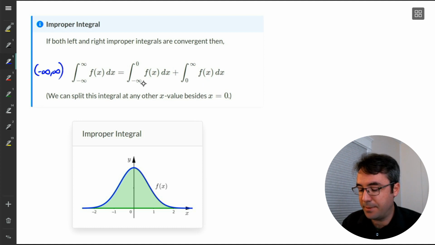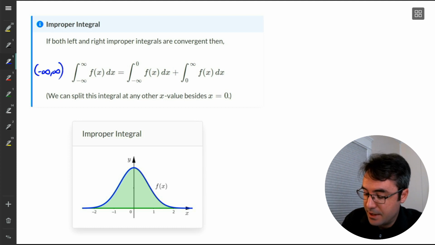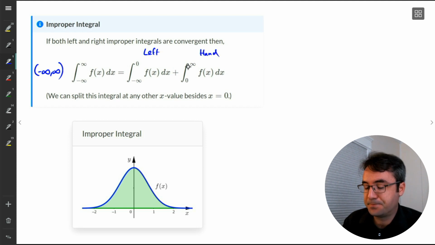So we're going to split it up, do the integral from minus infinity to 0 of f of x dx, and then do the integral from 0 to infinity of f of x dx. So we split this up into the left hand and the right hand improper integrals.